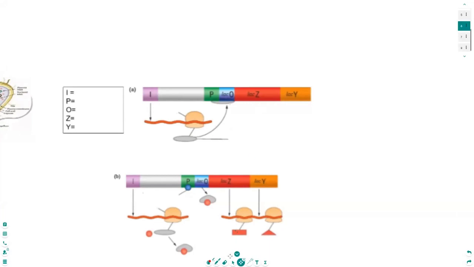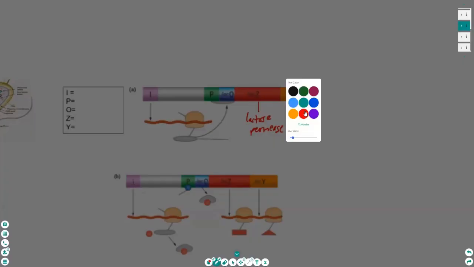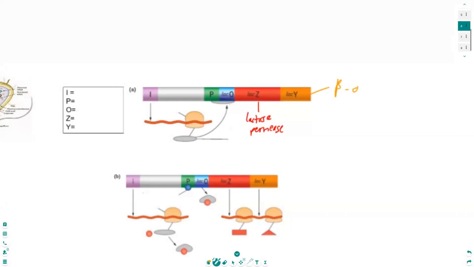LacZ produces one enzyme, I think lactose permease, and then the lacY gene does the beta galactosidase, which breaks down a sugar called lactose into glucose and galactose, so that the bacterial cell can use it in respiration. Now, in front of these two genes, we have something called an operator.